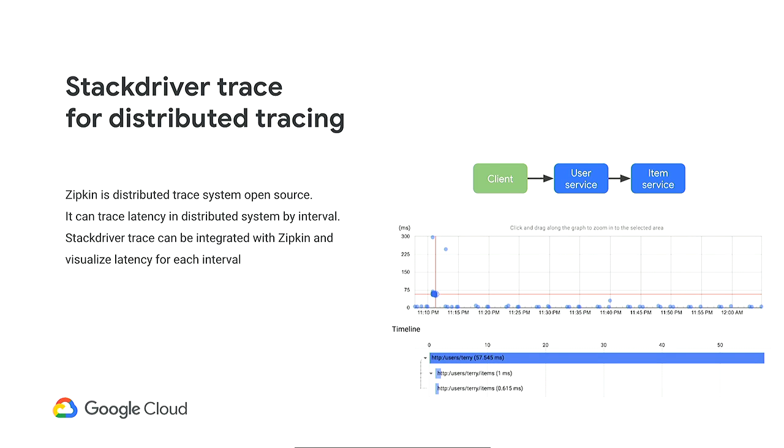Actually, Zipkin is not a logging system. It was originally designed to support distributed system tracing. It means that it can trace latency in a distributed system by interval. For example, I call the user service and the item service, but I want to know where the bottleneck is. How long does it take for each service? After Zipkin integration, Stackdriver also supports Zipkin through Stackdriver Trace. Stackdriver Trace will collect this latency information and visualize it using a graph like this one.